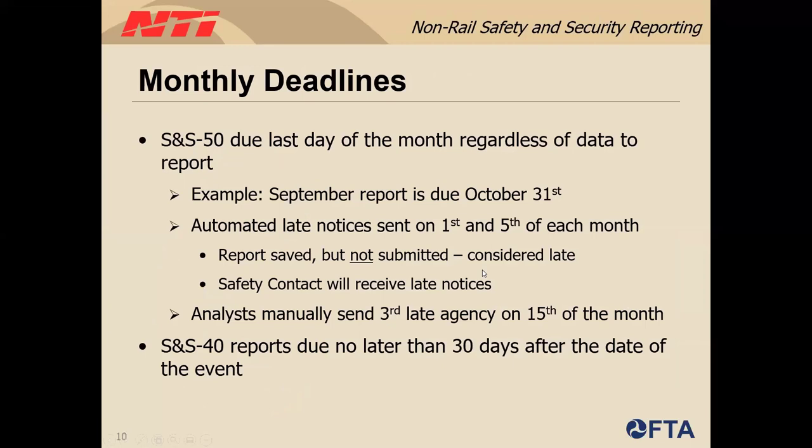All right, the various forms and reports do have specific deadlines. The SNS 50 monthly summaries are due on the last day of each month for the previous month's data. For example, September data is due by August 31st. The NTD system sends automated late notices on the 1st and the 5th of each month if your data has not been submitted. Again, notice I'm saying submitted and not saved.